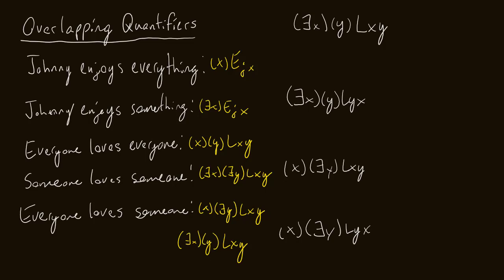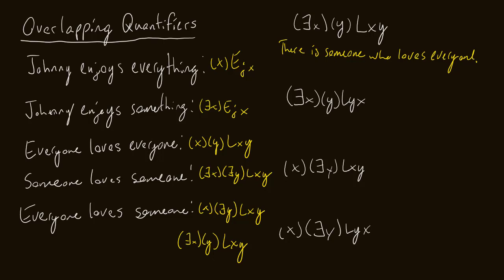There exists an x for all y such that LXY. What does that mean? That means there is someone, that someone being x, who loves everyone. Because I'm saying there exists an x, so there's somebody who loves everyone. There exists an x for all y, such that x loves y.